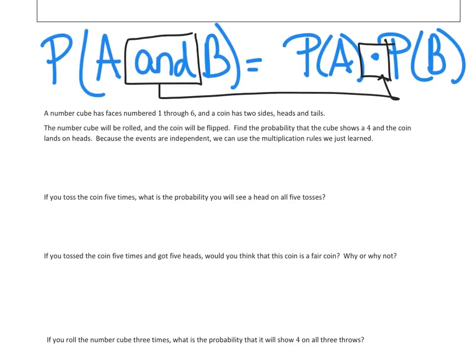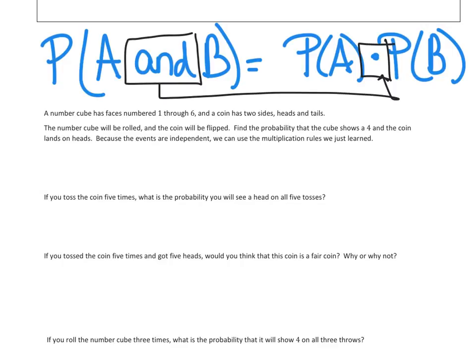So here's our first example. A number cube has faces numbered 1 through 6, and a coin has two sides, heads and tails. The number cube will be rolled, and then the coin will be flipped. So the question is, are those two events independent? If I were to roll a cube and flip a coin, does the result of the coin have anything to do with the cube? No, they're two totally different physical objects. They are independent of each other. So this probability rule is allowed to be used because they are independent.